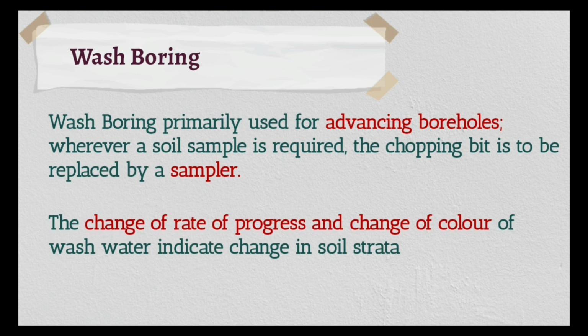Wash boring is primarily used for advancing the boreholes. Wherever the soil sample is required, the chopping bit is to be replaced by a sampler. That is, whenever we need the sample to be collected, the chopping bit is replaced by a sampler so that we are able to get the sample from the boring. The change of rate of progress of the boring or the change of color of the wash water indicates that there is a change in the soil strata of the region.